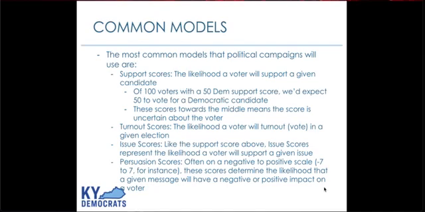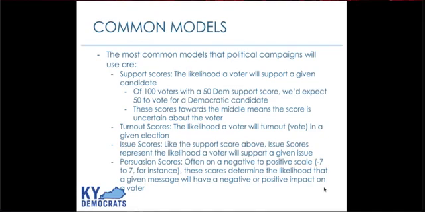So what are some of the most common models that you're going to run into and probably use? First and foremost, a support score: the likelihood a voter will support a given candidate or issue, but we'll talk about issue a little bit. Candidate or party support score is the main one folks are going to use. So, like I said a second ago, if we have 100 voters and they all have a 50 Democratic support score, we'd expect about 50 of those folks to vote for the Democratic candidate.